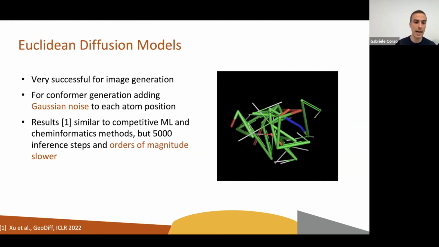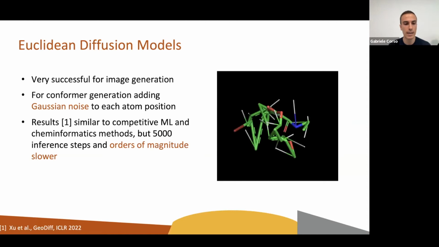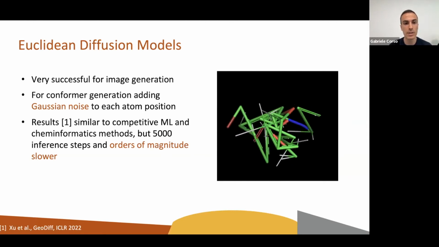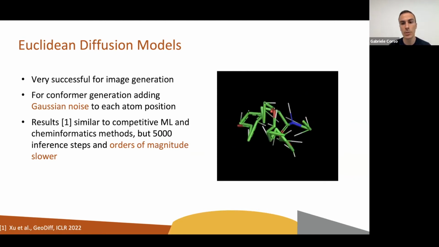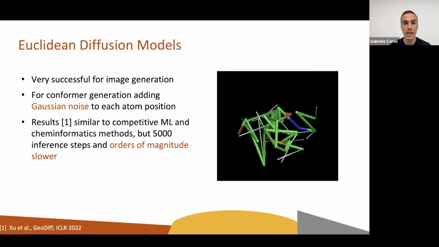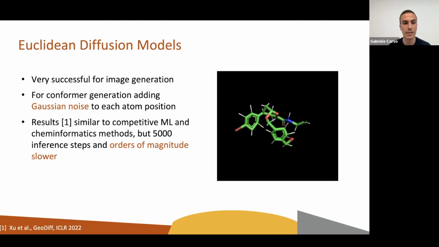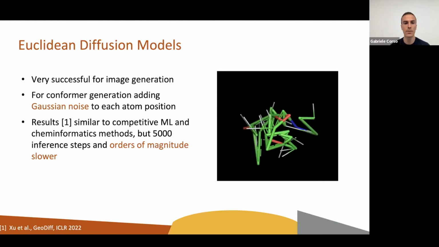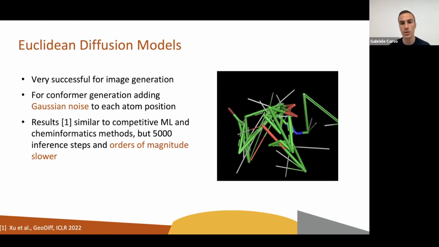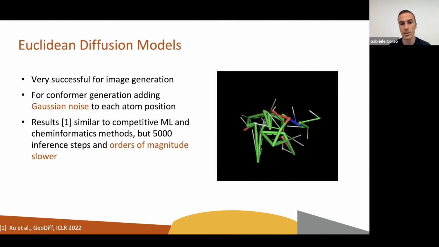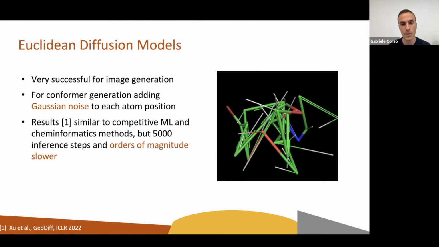At the last ICLR, there was a work from Minkai Xu et al. called GeoDiff, which tries to do the same for conformer generation. They add Gaussian noise to each atom coordinate, and they obtain results competitive with machine learning and cheminformatics state-of-the-art methods. But one of the problems is that it takes 5,000 inference steps to sample each conformer, which makes this method orders of magnitude slower than the methods it performs similarly to.